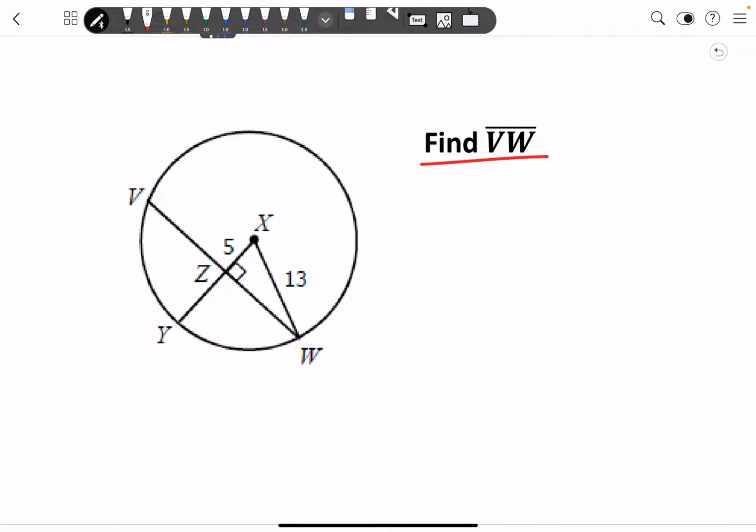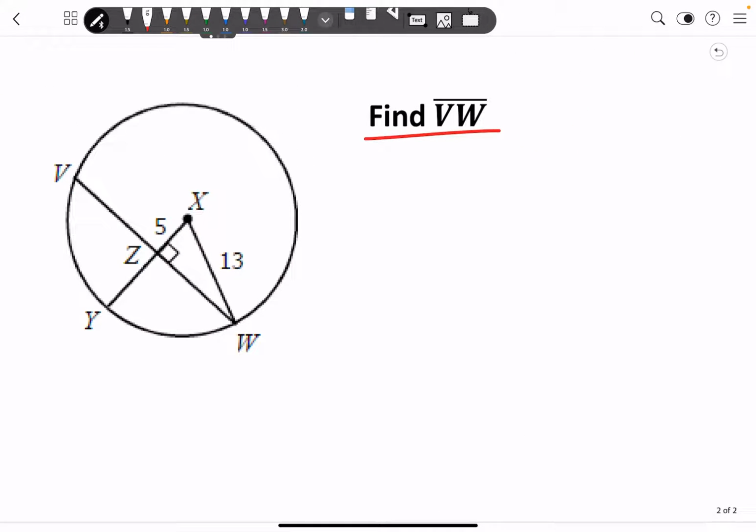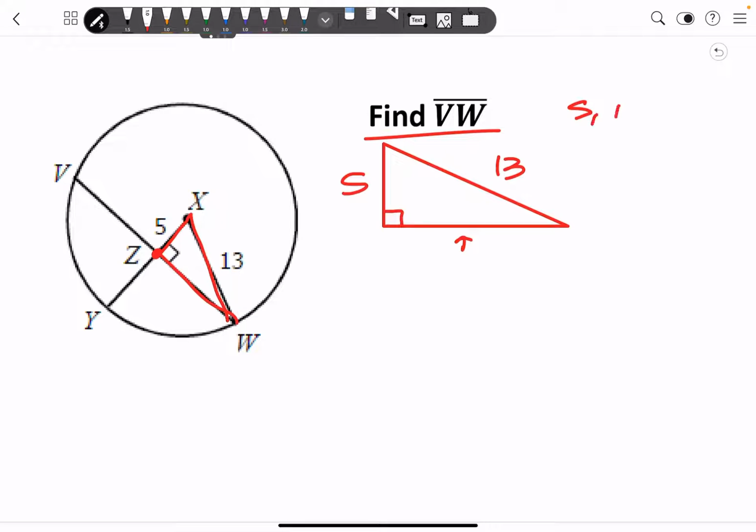Okay, so VW, you know what we have been given? We could figure out what ZW is because you've got this right triangle here. You've got a 5 and a 13, and you need to find this leg. By the way, if you know your Pythagorean triple, you won't have to do any math because a 5, 12, 13 means that this leg would be 12.